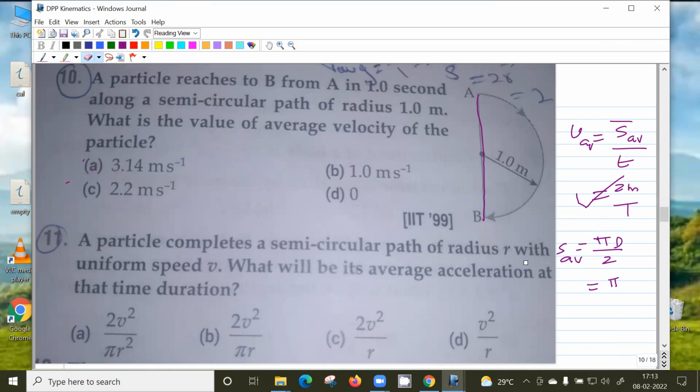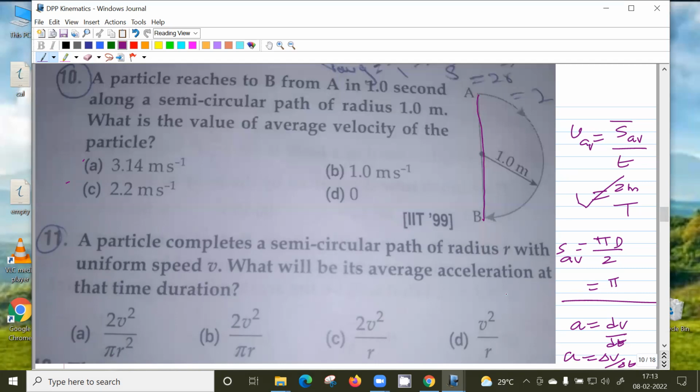Okay, a particle completes a semicircular path of radius r with uniform speed v. What will be the average acceleration? This is also trivial. See, what is the difference between average and instantaneous? Instantaneous acceleration is dv by dt. Forget about the vector and all, I'll bring that later. Average acceleration means instead of d, we have to take delta v, v2 minus v1.